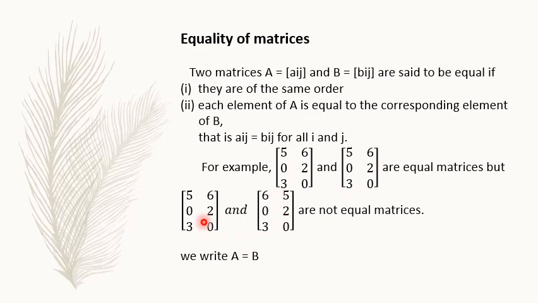But here, these two matrices are 3 by 2 in order, but here the first element in the first row is 5, but it's not 5 in this matrix. Here also, the second element in the first row, or A12, is 6. Here A12 is 5. So this is not equal. These matrices are not equal, or they are said to be unequal. When two matrices are equal, we say that A equal to B.